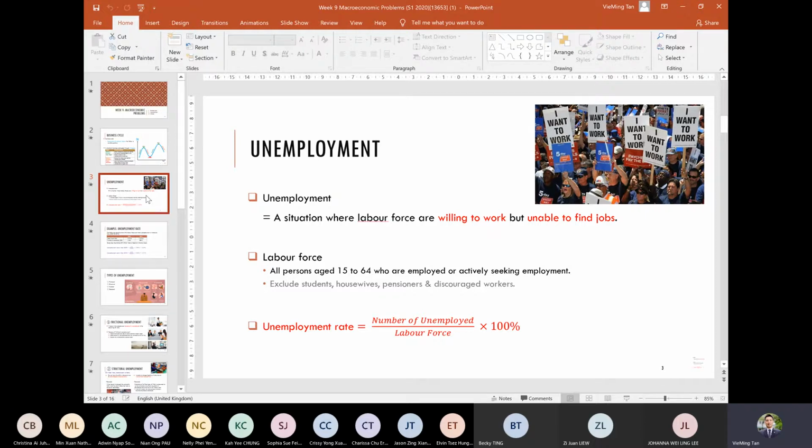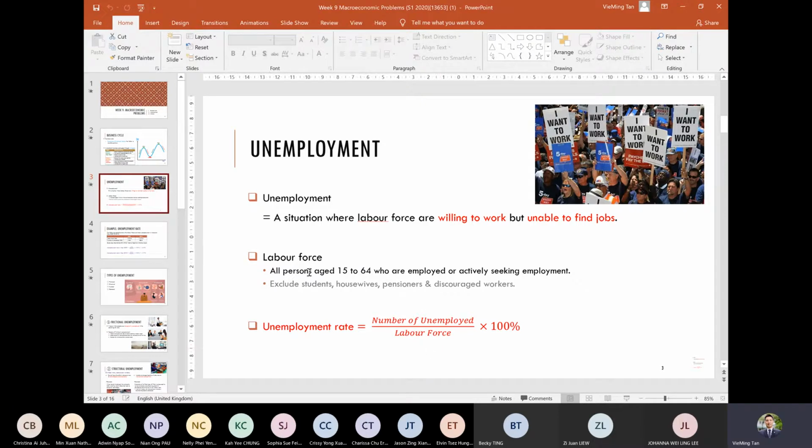Okay, and the formula to calculate the unemployment rate is the number of unemployed divided by the labor force, then multiplied by 100%. The unit for unemployment is percentage. So now the problem is how to calculate the labor force. Then who should be included in the labor force of a nation or a country?